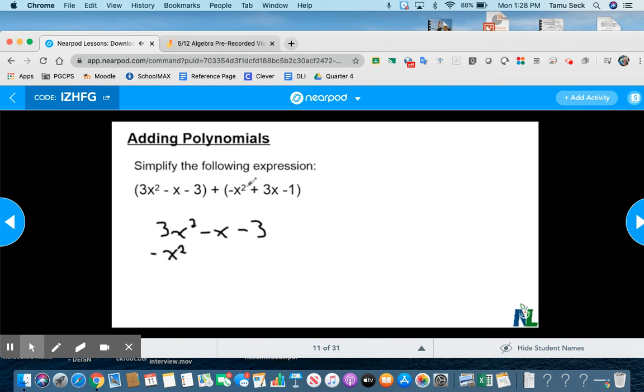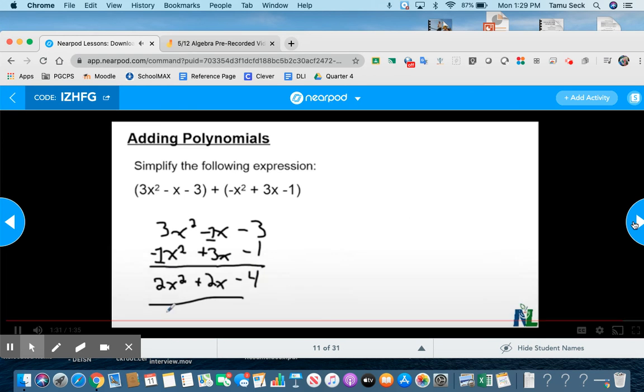And since we're adding, we keep the signs the same. So we also have plus 3x, and we have minus 1. You'll notice that the two polynomials have been arranged vertically with like terms on top of each other. Positive 3x squared minus 1x squared. Just keep in mind, even though you don't see the 1 there, that is like having a 1. So 3x squared minus 1 will leave us with 2x squared. Negative 1x plus 3x is going to leave us with a positive 2x. And negative 3 subtract 1 more will leave us with negative 4. And that is your vertical method for addition, and here is your simplified answer.